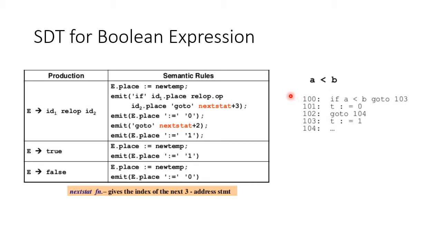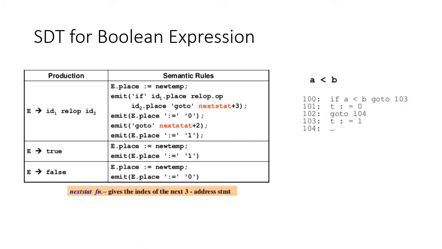So we have to write a semantic action for creating these three address statements. Here we require a temporary variable t that can be created by new temp. E.place equal to new temp. Emit: if id1.place, that is A here, relational operator, if A less than B, that is written in general as if id1.place relational operator dot op id2.place go to 103. How did we get this 103?